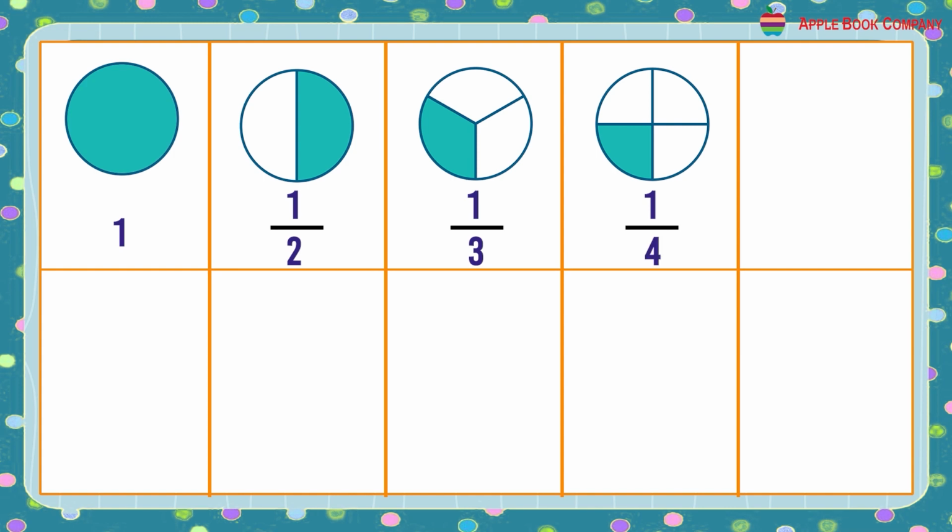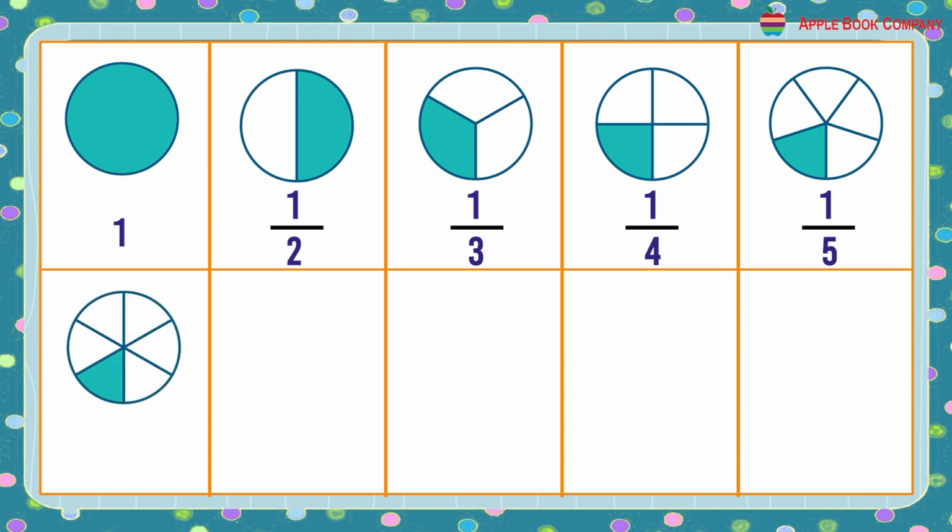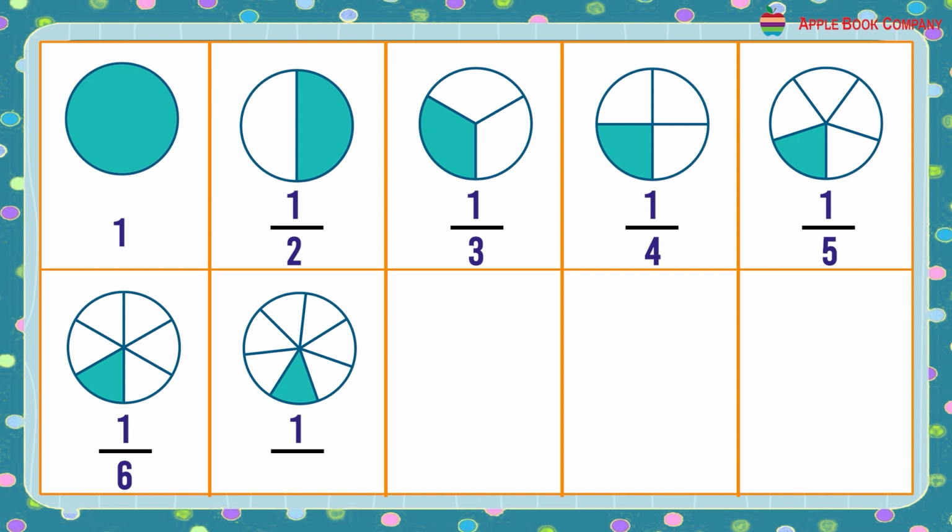When you see the fifth picture, there are 5 equal parts and one part is shaded. So you represent the shaded part as 1/5. You have the sixth picture where the circle is divided into 6 equal parts. There's only one shaded part. So the shaded part is represented as 1/6. Then you have 7 equal parts. So it's represented as 1/7.